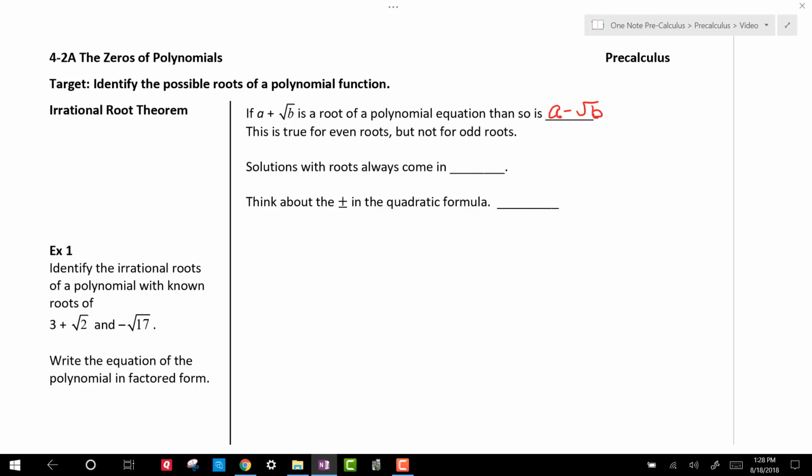My basic explanation is this. Solutions with roots, anytime you're going to do the square root, the fourth root, the sixth root, always come in pairs. Okay, they always come in pairs.